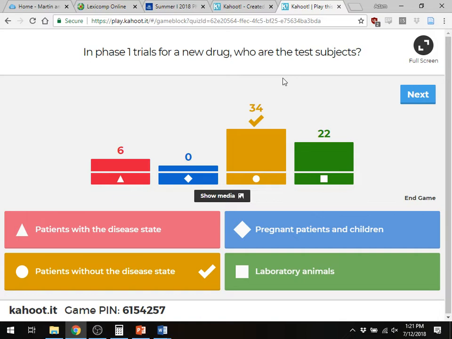So pregnant patients are a protected class. Children as well, because can they really give consent? It's much more difficult, right? So it's very, very difficult to do studies in kids. So, again, those are generally not going to be included in a lot of these clinical trials, right? Good. Laboratory animals, when do they get tested on?